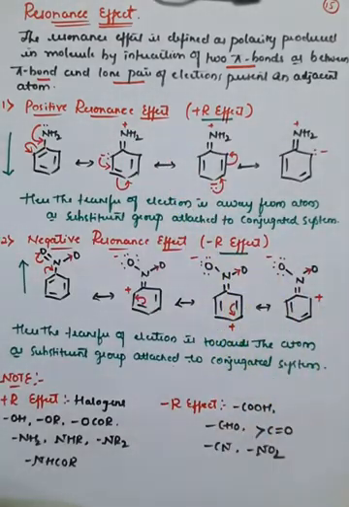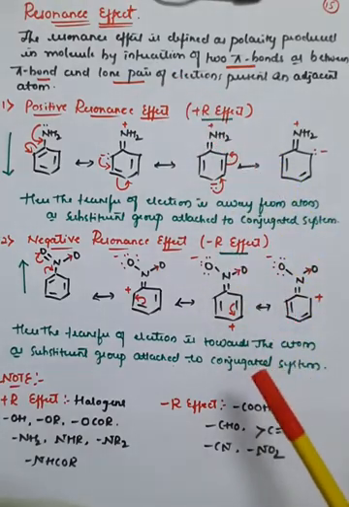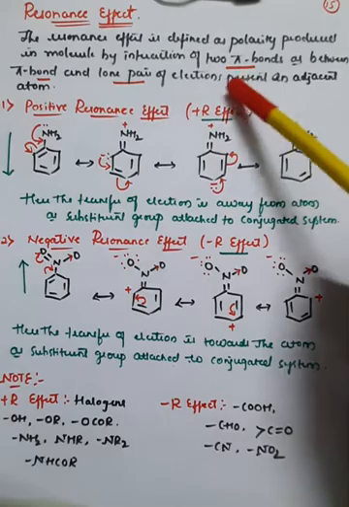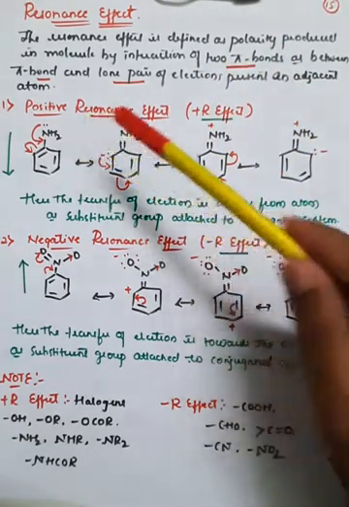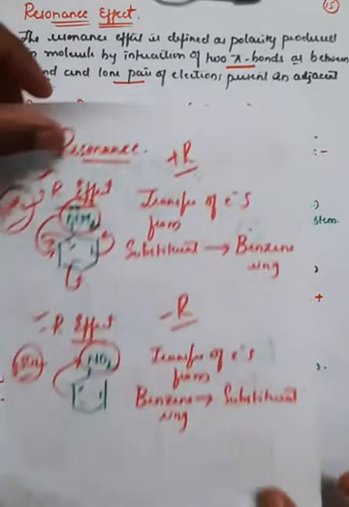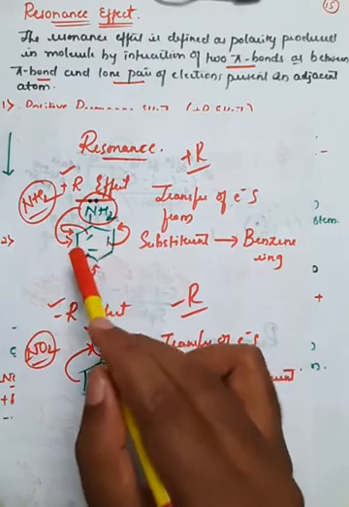So I think you are clear with the positive resonance effect and negative resonance effect. If you have doubts, please rewind the video. Here, the plus R effect is nothing but, the main thing you have to understand, the movement of electrons takes place from the substituent towards the benzene ring, right? The delocalization is a continuous process. Don't worry about the delocalization, it is a continuous process.